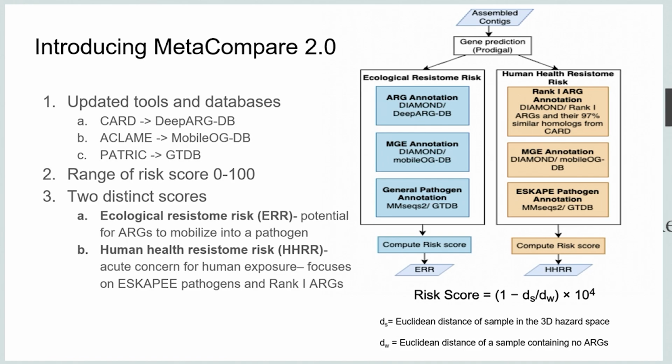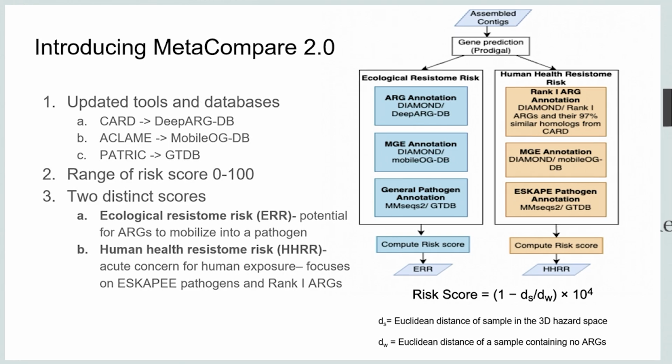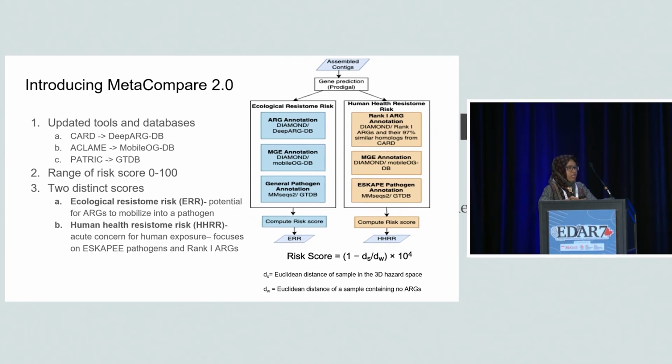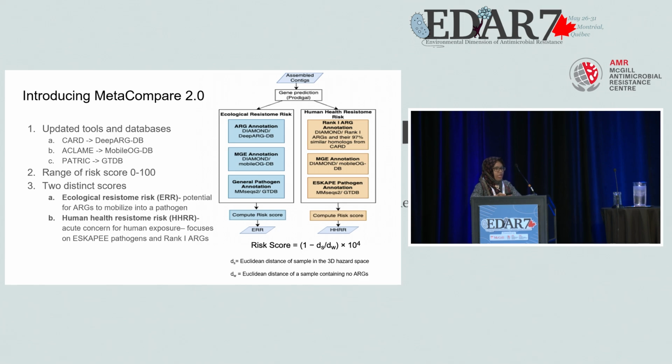We designed MetaCompare 2.0 to address these concerns. In this tool, we replaced the previous database with 3 state-of-the-art databases to annotate ERG, MG, and pathogens. We redesigned the risk score calculation so that it's now more intuitive and can range from 0 to 100. We introduced 2 distinct risk scores that we call ecological resistance risk and human health resistance risk.